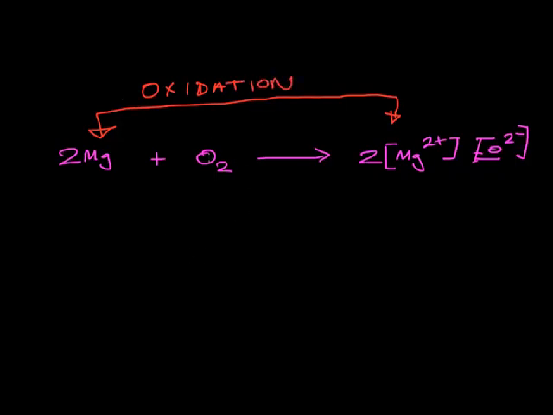Now, oxygen. From here, electrons have been gained. So if we look back to OIL RIG, reduction is gain. So this is reduction, gain of electrons.